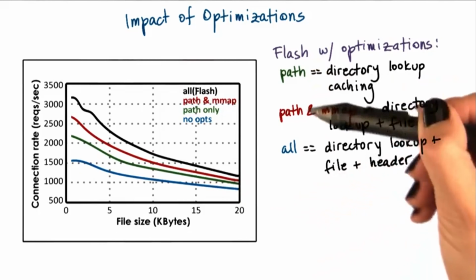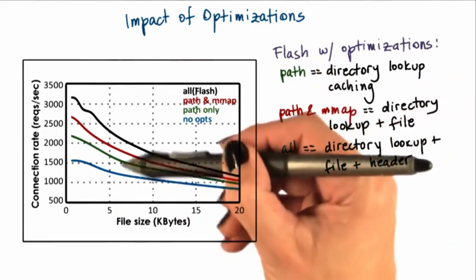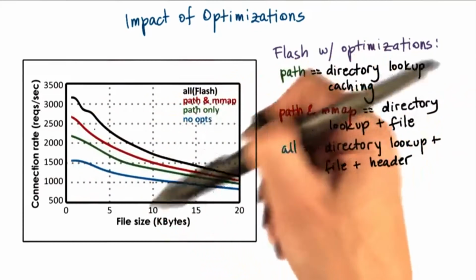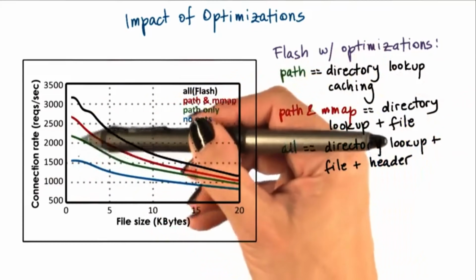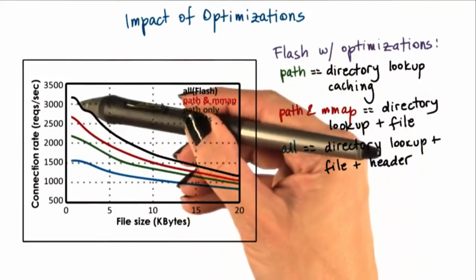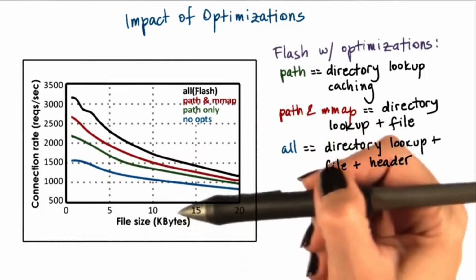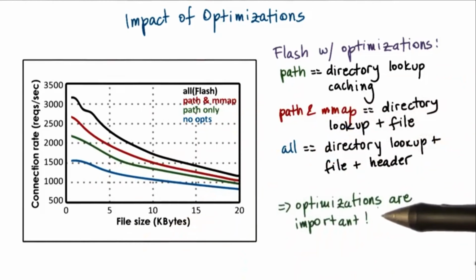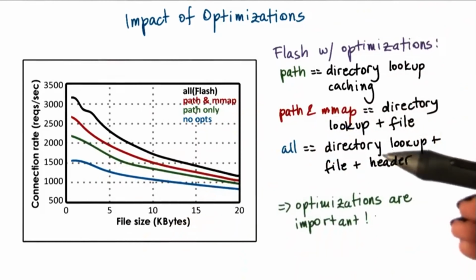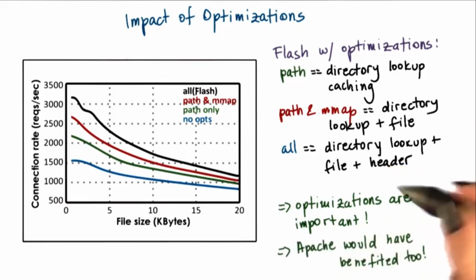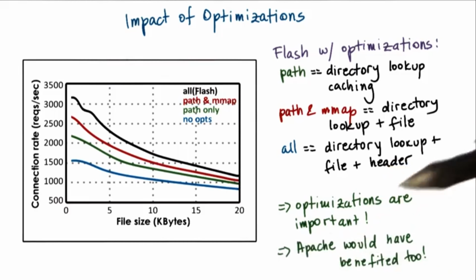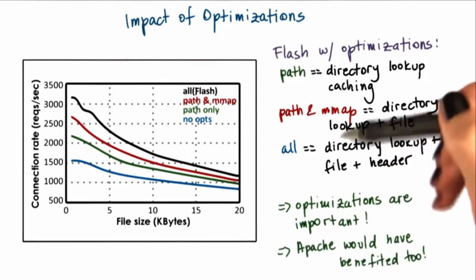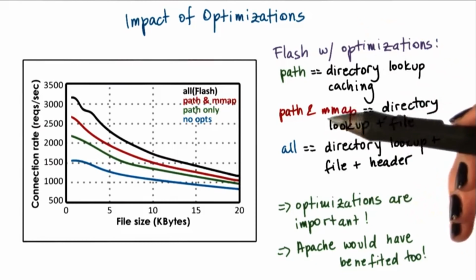And we see that as we add some of the optimizations, this impacts the connection rate. So the performance that can be achieved by the web server significantly improves. We're able to sustain a higher connection rate as we add these optimizations. This tells us two things. First, that these optimizations are indeed very important. And second, they tell us that the performance of Apache would have been also impacted if it had integrated some of the same optimizations as the other implementations.